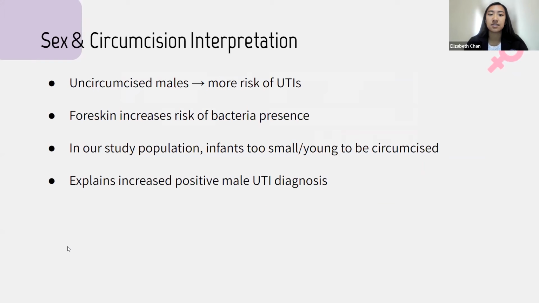Not being circumcised is associated with an increased risk for UTIs, as the presence of foreskin correlates to a higher amount of periurethral bacteria. Circumcision has been linked to a decreased risk of UTIs in male neonates. However, most premature infants are too small and too young to be circumcised, and this explains why the males in our study were twice as likely to be diagnosed with a UTI compared to females.